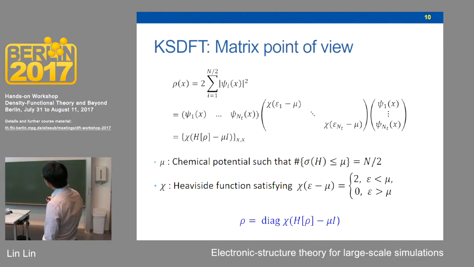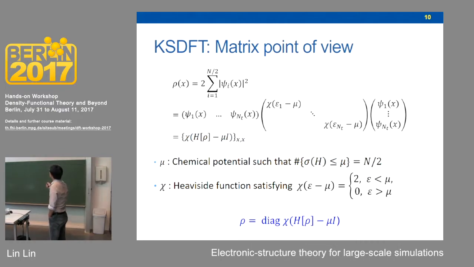In order to achieve an equal sign here, all I need to do is to put a 2 for the first N/2 orbitals, or I choose a chemical potential mu such that for all the eigenvalues below mu, I put the 2, and all the eigenvalues above mu, I put it to be 0.